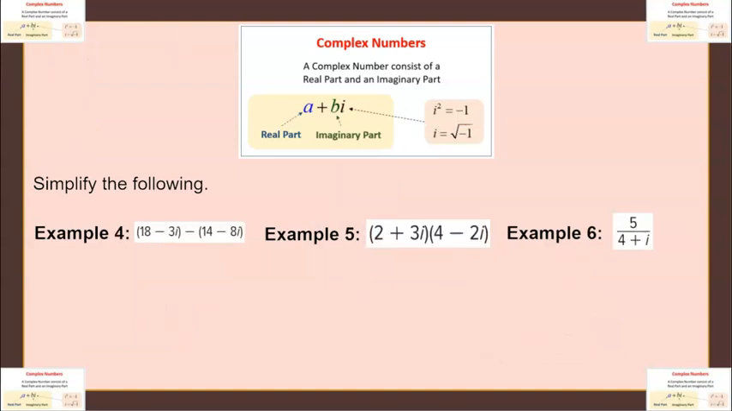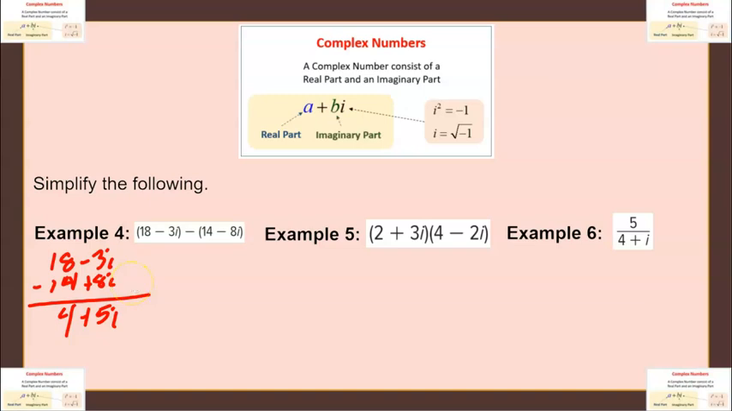In our next example, example 4, I'm going to be subtracting complex numbers. So I'm going to stack them up again. I have 18 minus 3i, and I've got to subtract all of this. So I'm going to be subtracting 14. And if I'm subtracting a -8i, I'm really adding 8i. Combining, 18 minus 14 is 4. -3i plus 8i is a positive 5i.